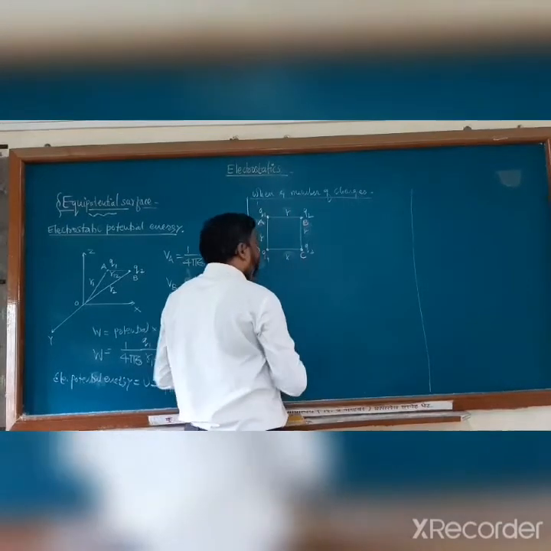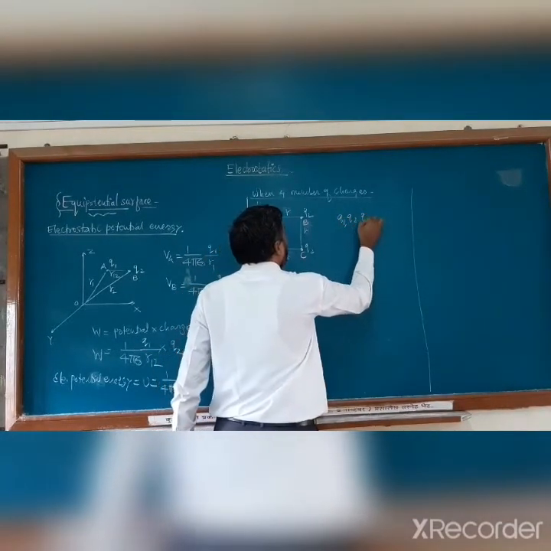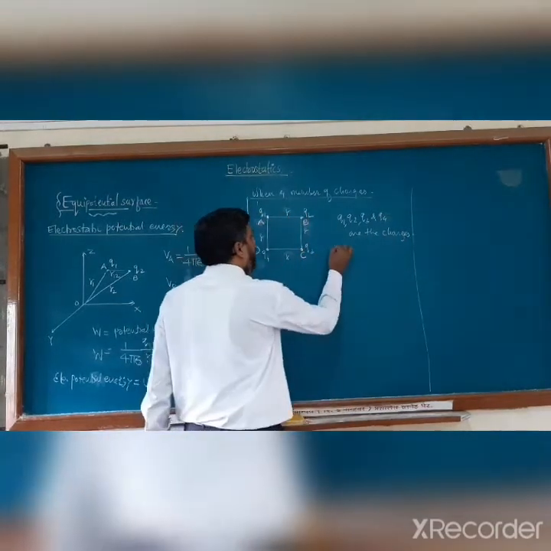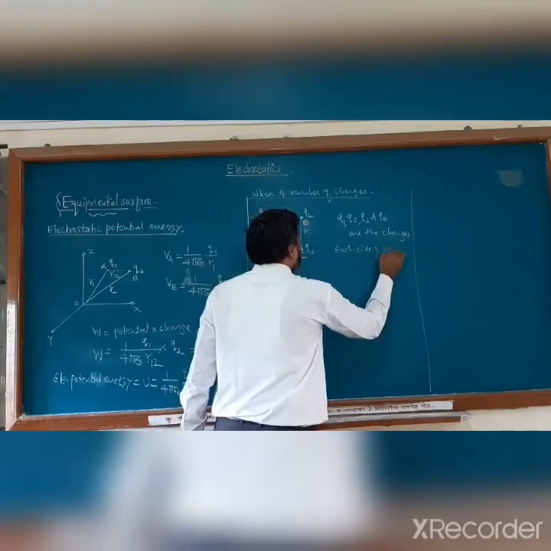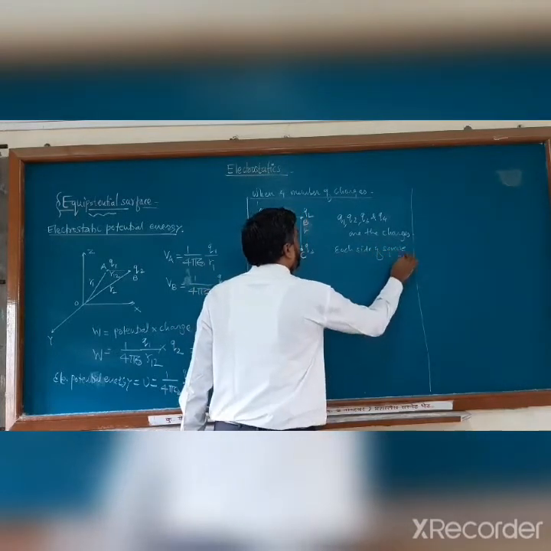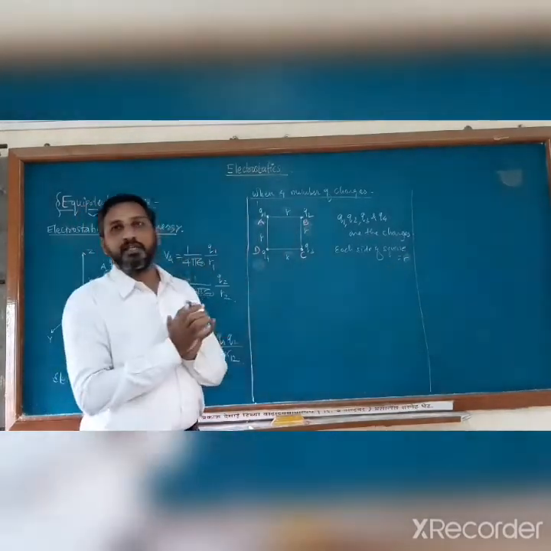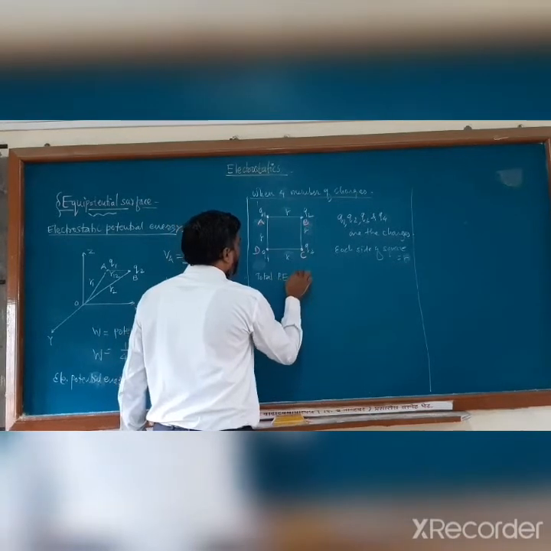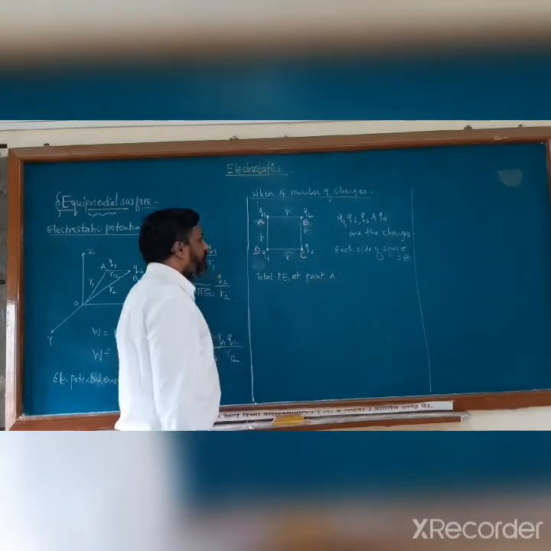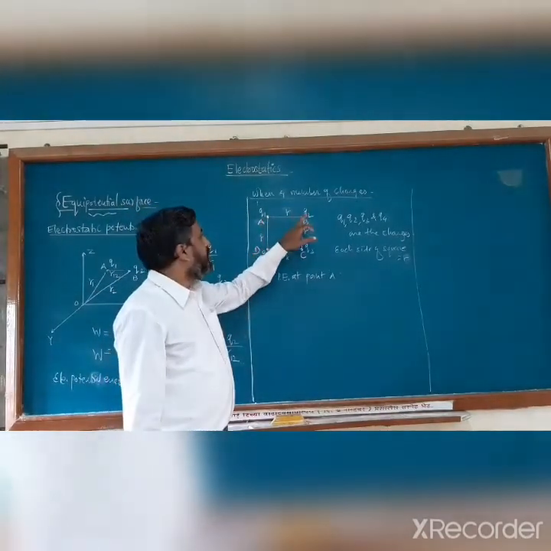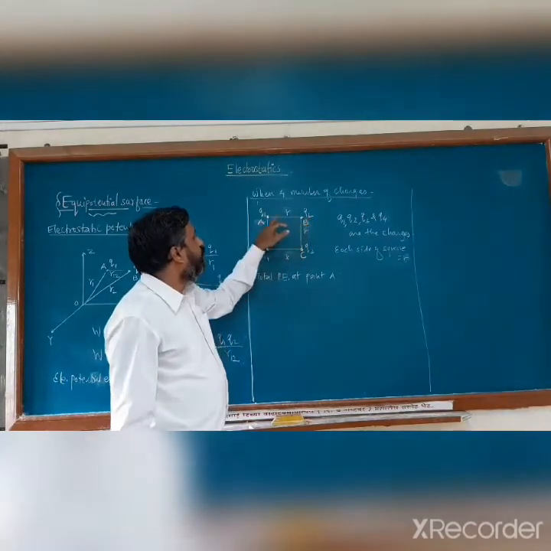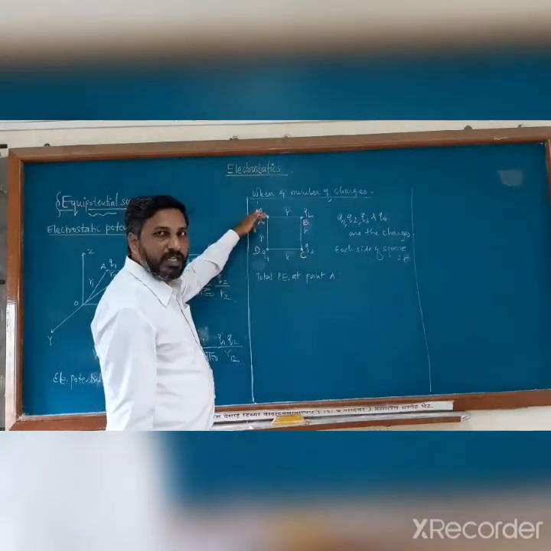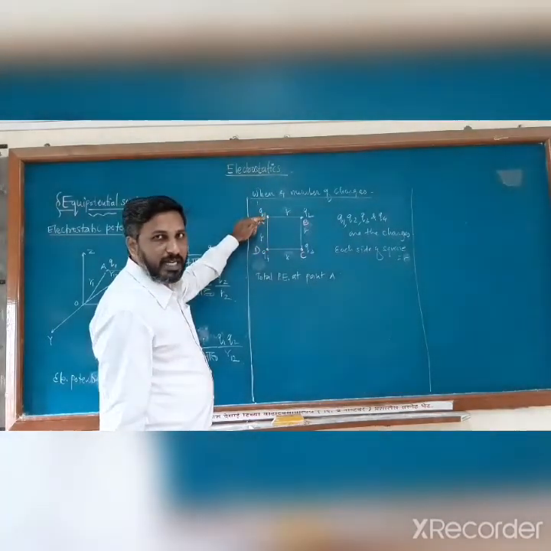So Q1, Q2, Q3 and Q4 are the charges, and each side of the square equals R. Now we are calculating the total potential energy. I am writing here the total electric potential energy at point A. First of all, we calculate which charges produce electric potential at point A. Q2 produces some electric potential on charge Q1, Q3 produces some electric potential at charge Q1, and Q4 produces some electric potential at charge Q1.